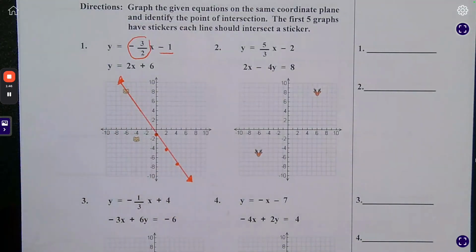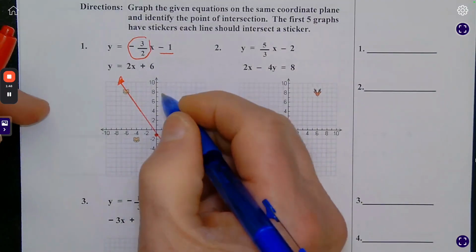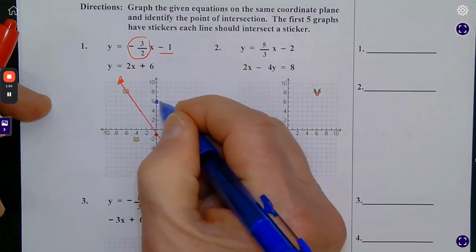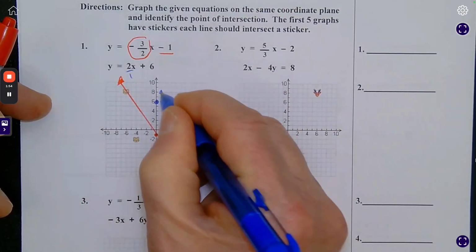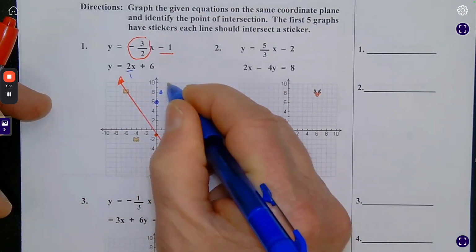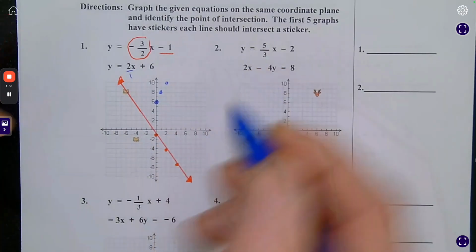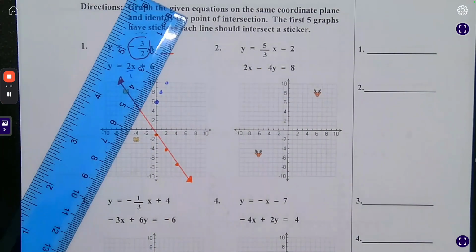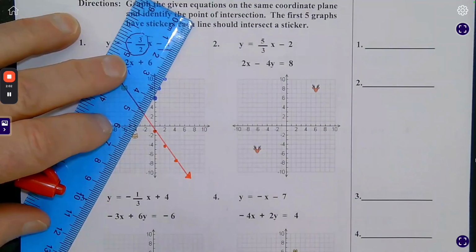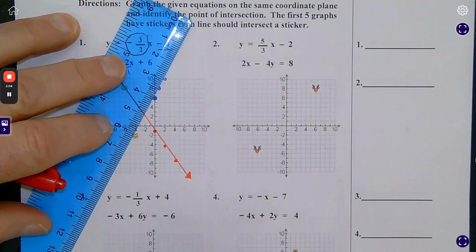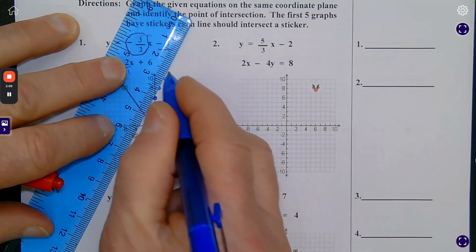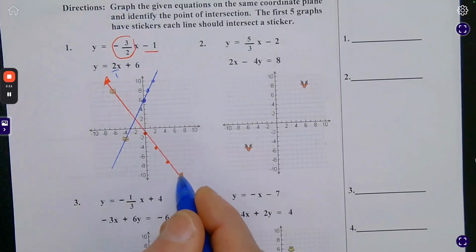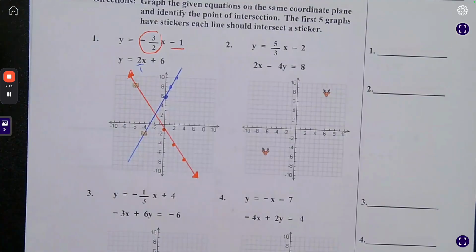This is also in slope-intercept form. That has a y-intercept of 6 and a slope of up 2 over 1. Remember, when there's no fraction, you can make it a fraction by putting it over 1. And then I'm going to draw that line. And again, you want to go through the icon and you want to be as accurate as possible. All right, so there's that line right there. Notice how it went through an icon.